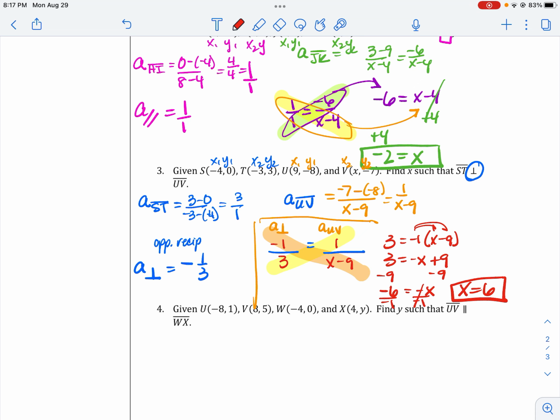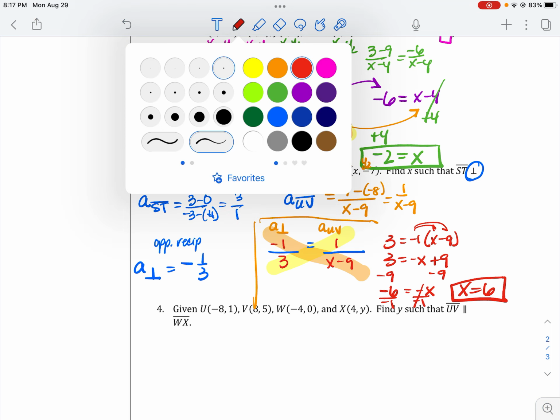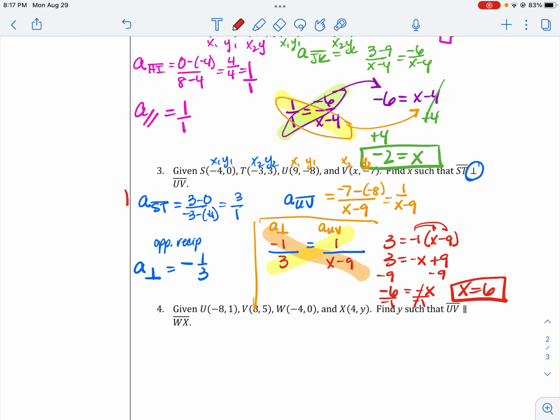Think about the steps that we did. First step was to find the slope of the first line that had all the points. Second step was to find the perpendicular or parallel slope. Third step was to set up an expression for the line that doesn't have all the coordinates. And then the fourth step is to compare those two and solve.